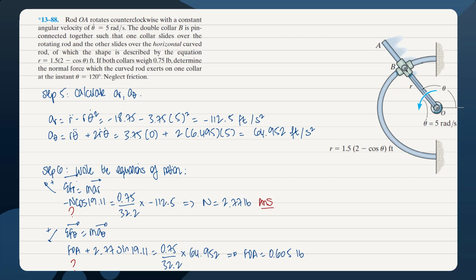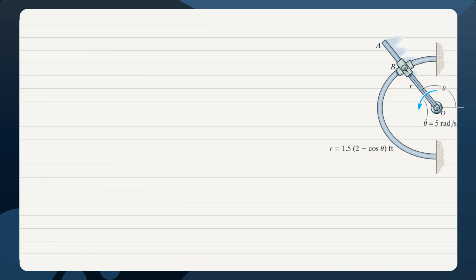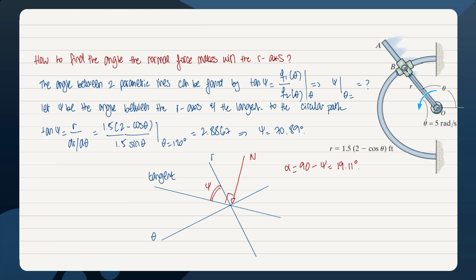Now I have added this hint onto the original problem just to help you out. I would like to spare a couple of minutes to discuss how one can obtain the value of alpha, which we have said is equal to 19.11, on his own. So how to find the angle the normal force makes with the r-axis? One needs to remember a couple of things. First, the angle between two parametric lines can be found by applying tan phi. Let's say the angle between the two lines is equal to the first function, which is parametric, divided by the second function, which is also parametric.